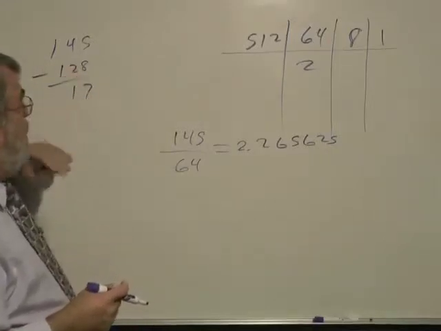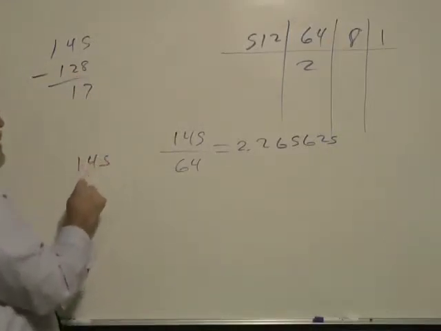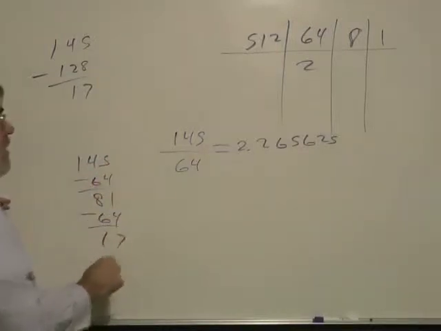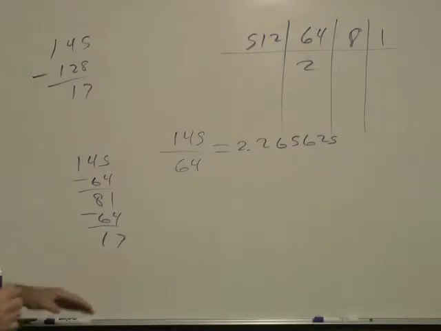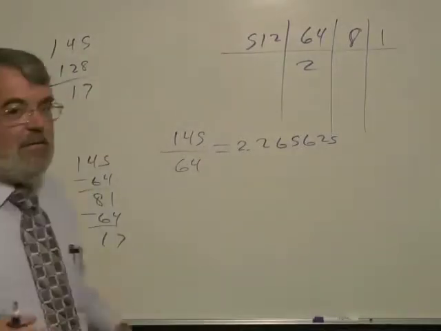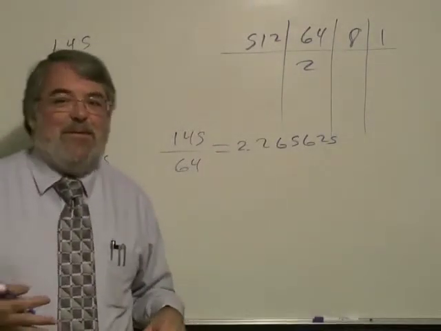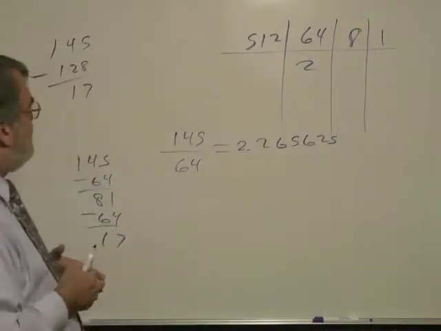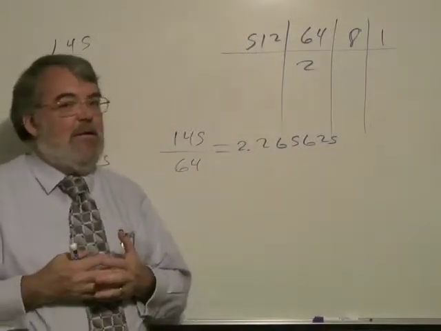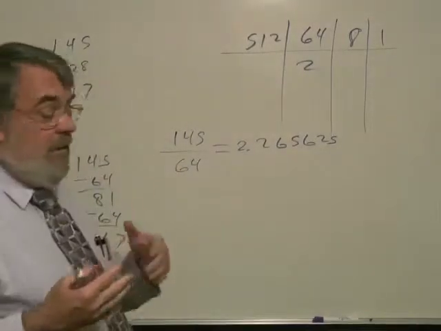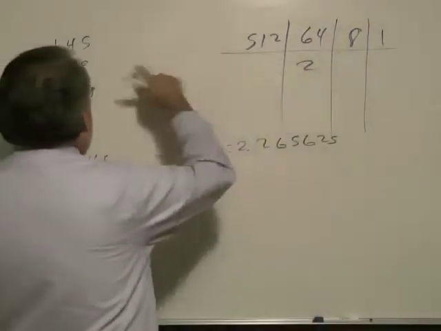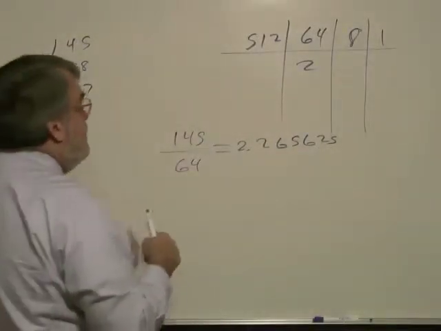So you could also show it as 145 minus 64, minus 64 again, gets you down to 17. So, you know, division is repetitive subtraction. And to do this by subtraction could start to fill up a piece of paper with the right type of numbers. So we'll have to figure out the most efficient way, which is probably using a calculator for the longer problems. All right, well, anyway, when we subtract 2 times 64 from 145, we get 17.